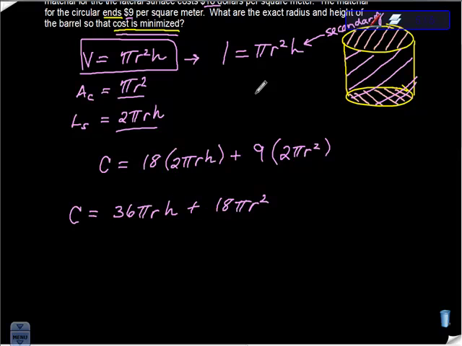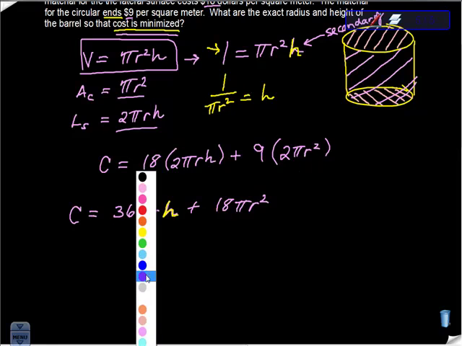So what I'm going to do is solve the secondary equation in terms of this. So this h right here is this h right here. So if I solve this, if I just divide both sides by pi r squared, I get 1 over pi r squared is equal to h. Now hopefully you can see I have h is this thing, and it's in terms of r.